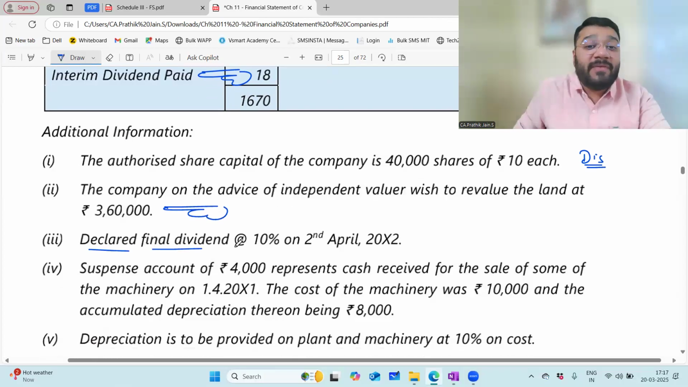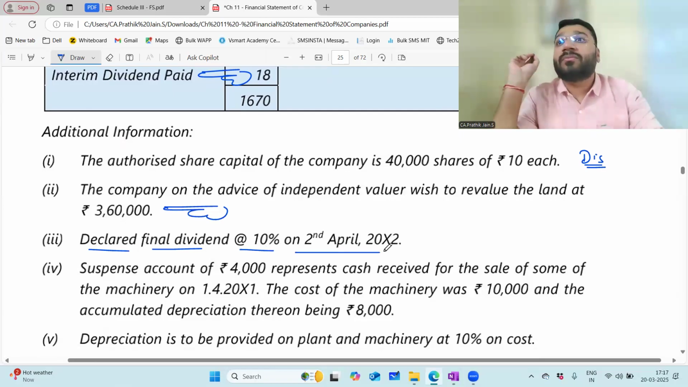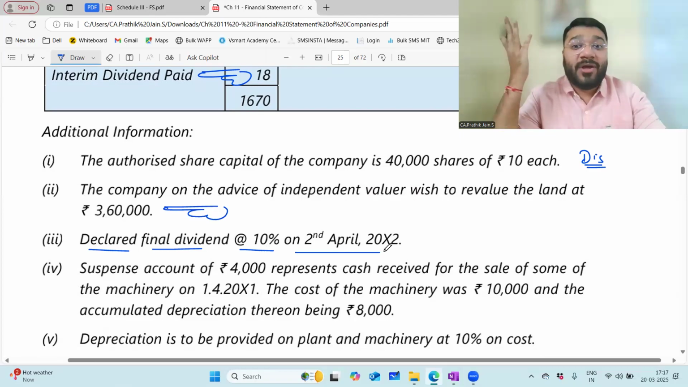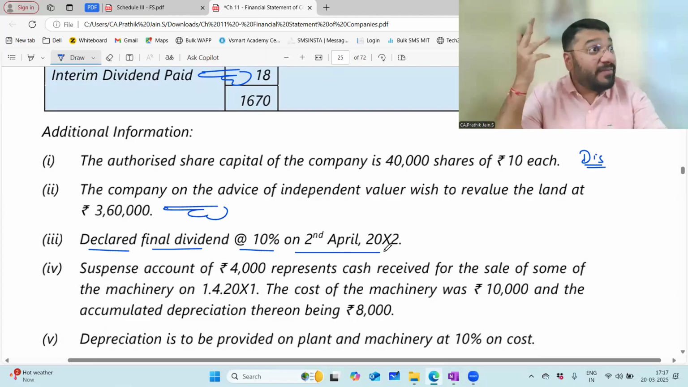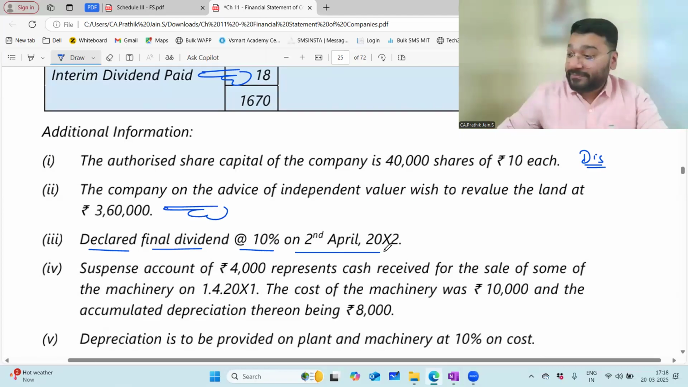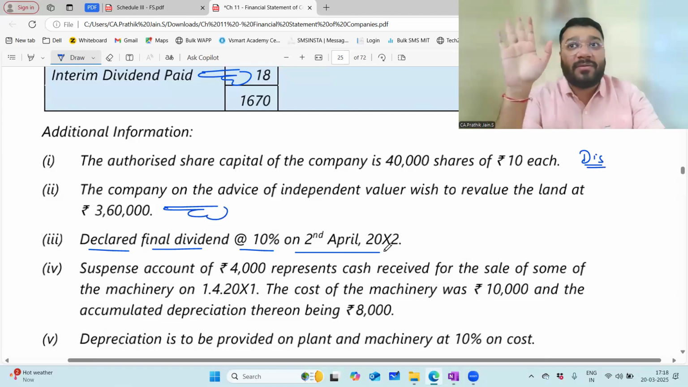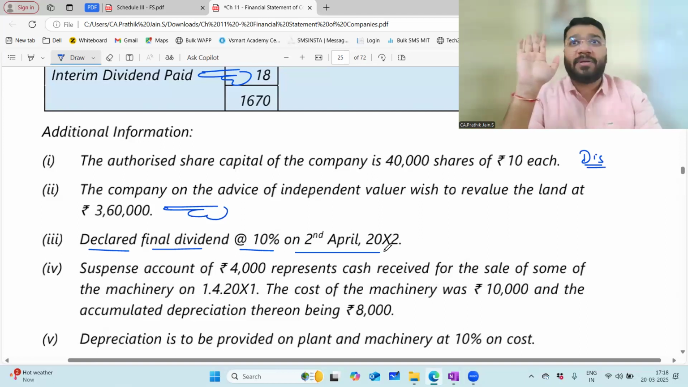Declared final dividend at 10% on 2nd April 2022. How on earth can you declare dividend on 2nd April? I don't understand. On 31st March, you'll prepare your accounts, and by then 90%, 95% is done.